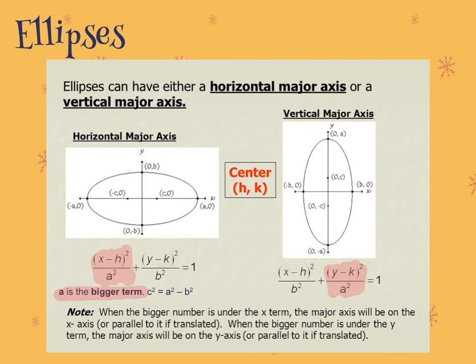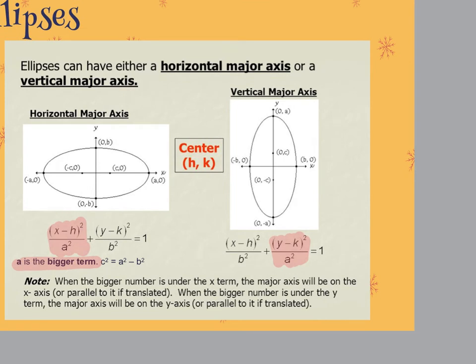So sometimes our equations aren't equal to 1, and the first thing we have to do is divide them all by the number that's on the other side. And then in the note part, that's basically what I just said. The bigger number is under the x term, so the major axis will be the x-axis. If the bigger is under the y, then it will be under the y-axis. Or parallel, meaning it would be shifted up or down or right or left.